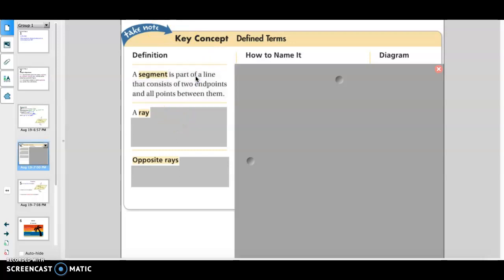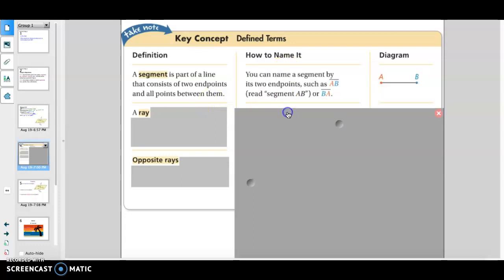So a segment is the part of a line that consists of two endpoints and all points between them. Specifically, it looks kind of like a line, but notice there aren't arrows on the ends this time. So a segment ends with 2 points. You can name a segment by its two endpoints, such as AB, red segment AB, or BA. So it needs to have that straight line above it. If it had been a line, it would have those 2 arrows on the ends of it.